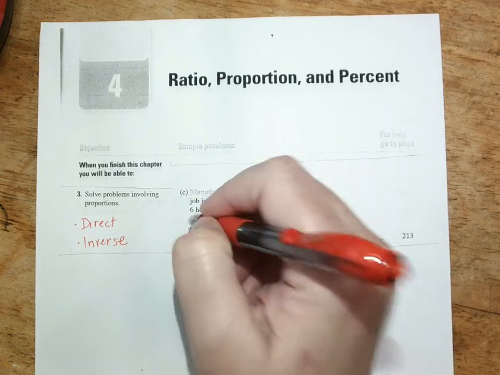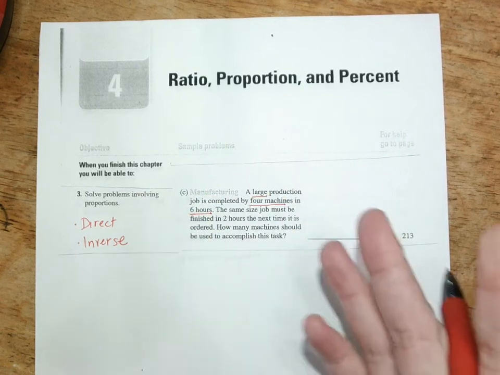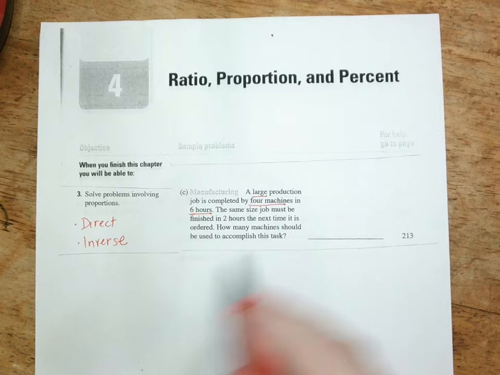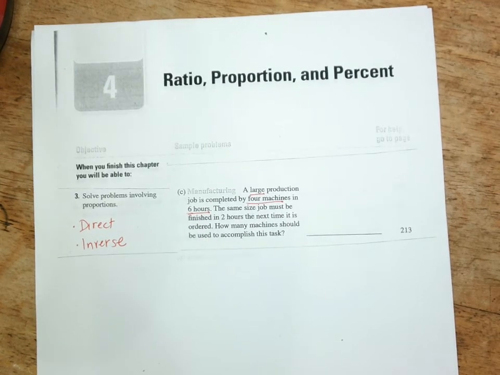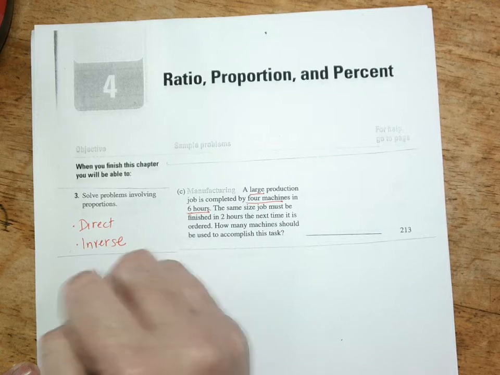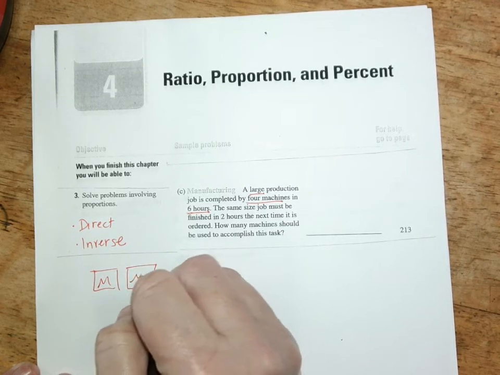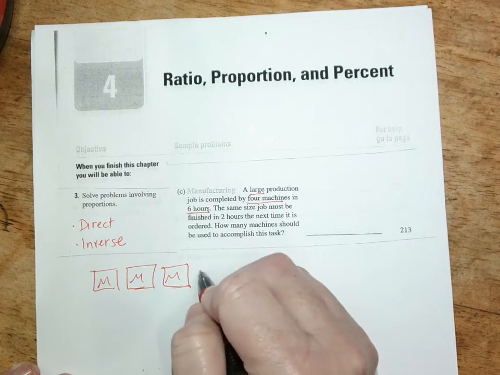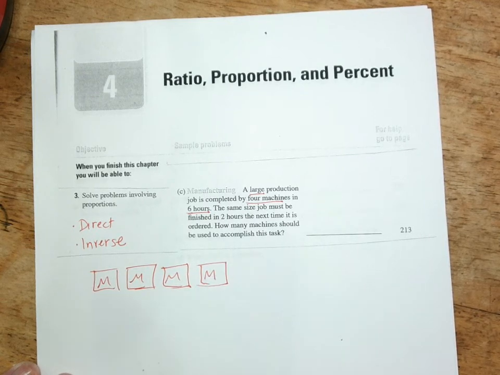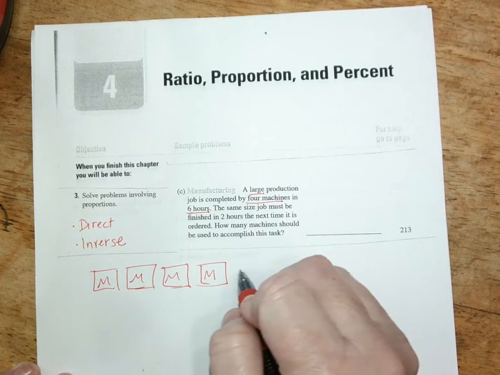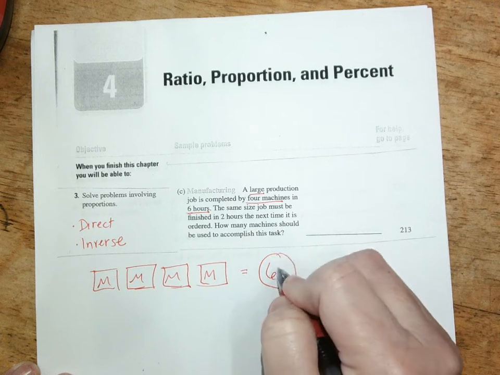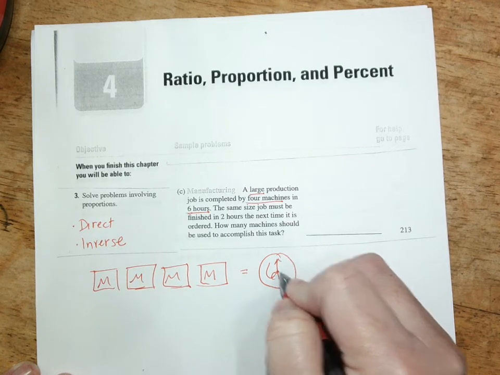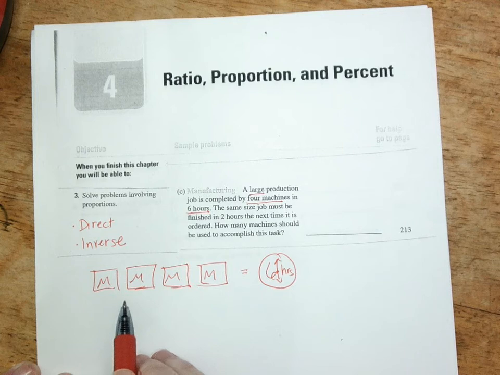So on problems like this, I like to draw pictures just so I can visualize what it is that we're talking about. So let's just imagine that I have 4 machines. Lovely art skills. Alright, so 4 machines took 6 hours. I'm going to put me a little clock here. Make it 6 o'clock on the clock. So 6 hours. The job is 4 machines in 6 hours. The same job.